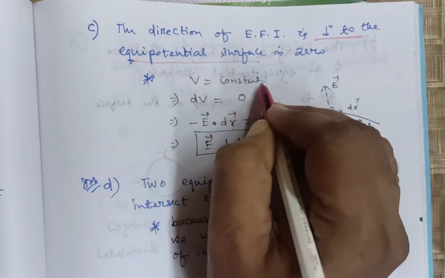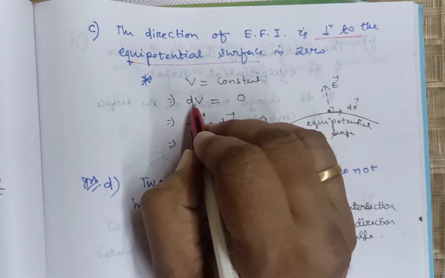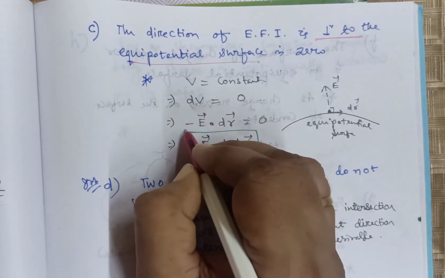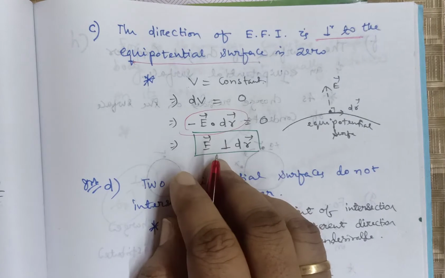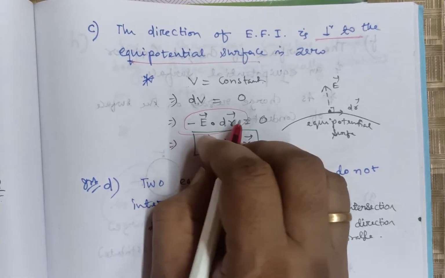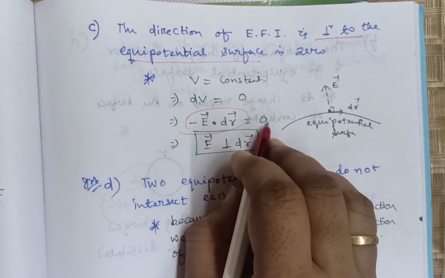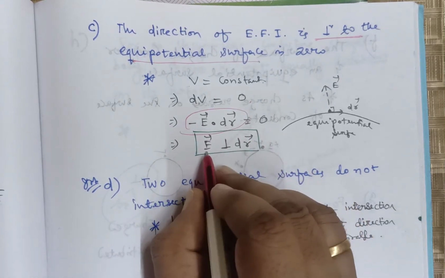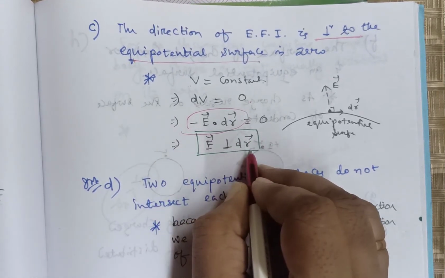Here also V is equal to constant. That means dV is equal to 0. And in previous classes we have read this formula: dV can be represented as minus E vector dot dr vector. That must be 0 here. If the dot product of two vector quantities is 0, then we can say E vector is perpendicular to dr vector.